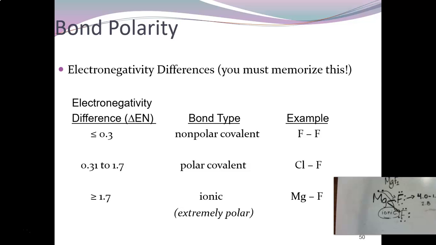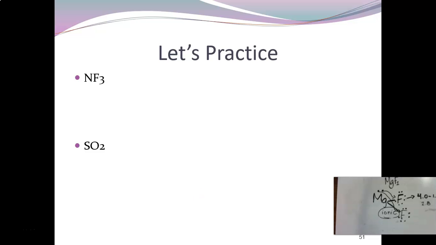They're very, very polar. Okay, they're very strong too. So let me back up real quick. Yes, you have to memorize those. You are going to be okay. You can memorize that 0 to 0.3 is nonpolar covalent. 0.31 to 1.7 is polar covalent. Greater than 1.7 is ionic. This has specifically to do with bond polarity. Okay, so we are going to practice.